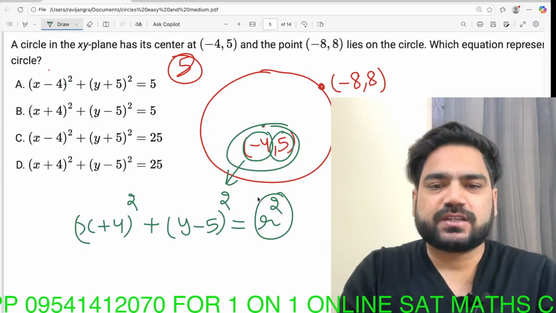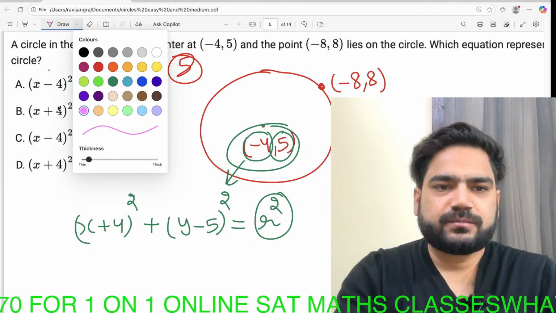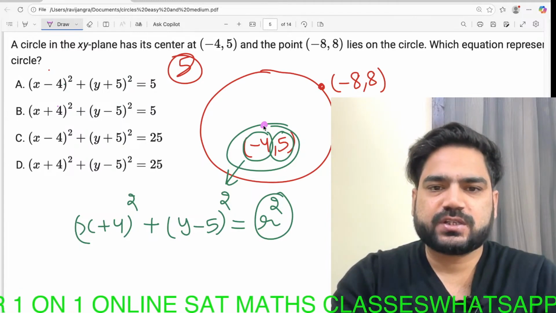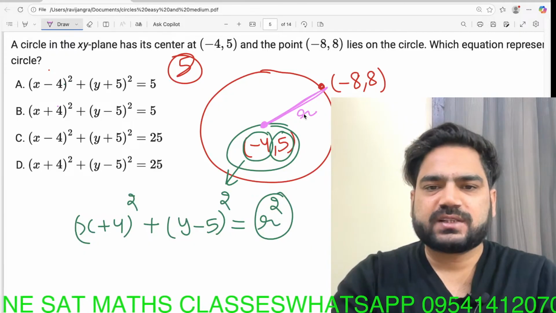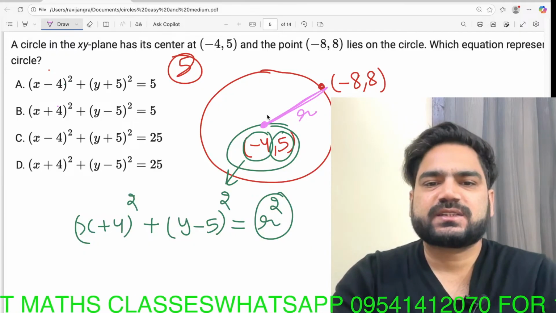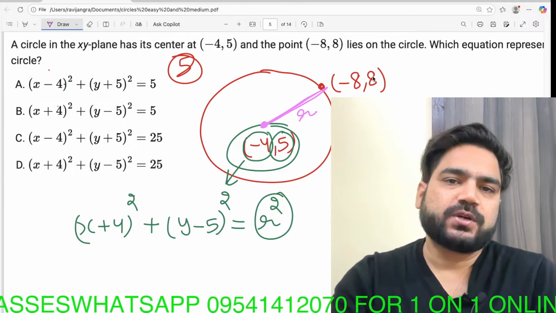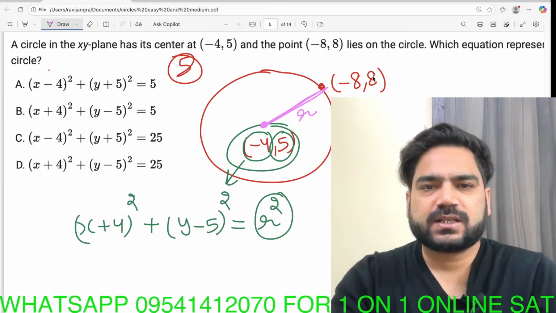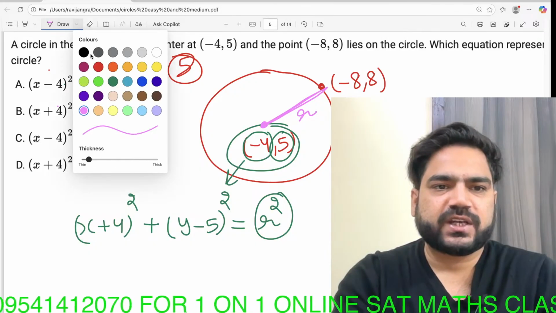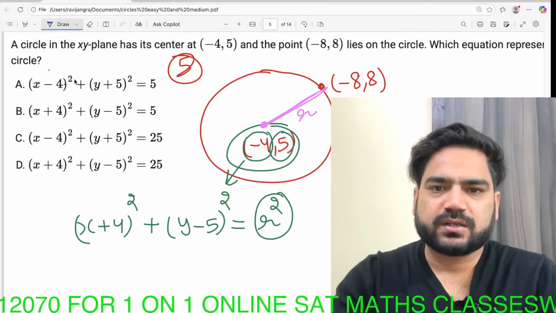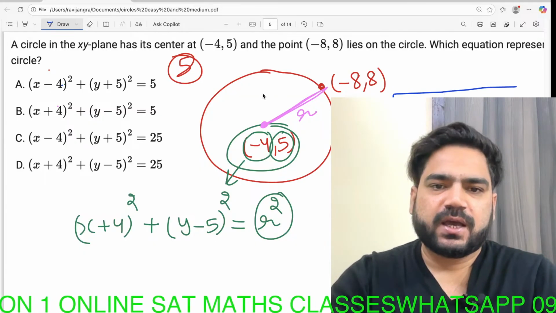Now what is the radius in this question? The radius is the distance between the center and any point on the circle. So the radius is the distance between (-4, 5) and (-8, 8). Two points are given, and by applying basic coordinate geometry we can find the distance very easily. So the radius will be under root.